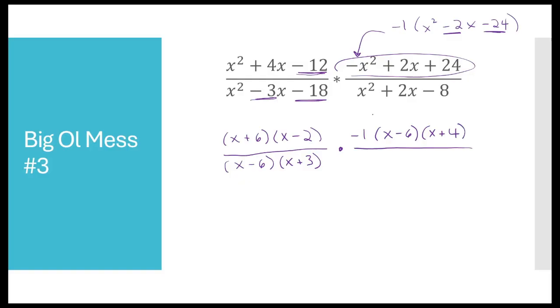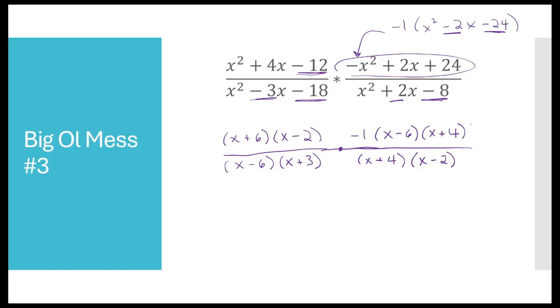And on the bottom, 2 numbers that multiply to -8 and add up to +2. Sounds like x plus 4 and x minus 2. Before I start canceling, don't forget, check if we're multiplying. We are. It's okay. So the tops and the bottoms all go together. It's just one big fraction.